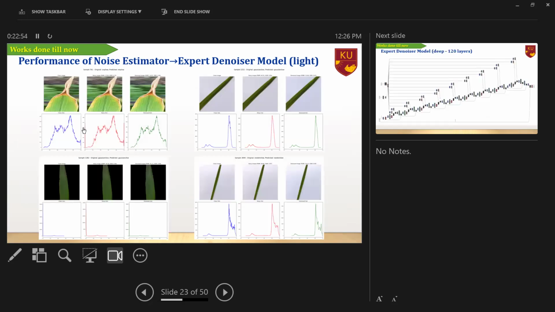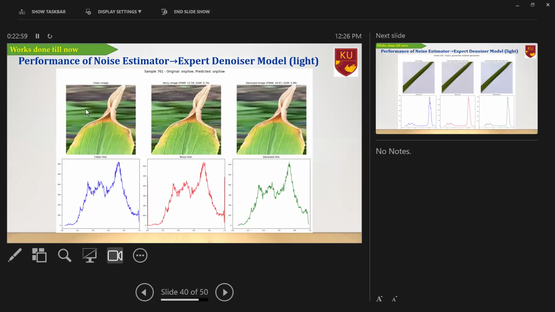So these are the real samples. The first one is the clean image, the second is the noisy image, and the final one is the denoised image with the full model. Here the noisy image is supplied to the noise estimator, which will provide the noise type and noise level, and that output will be treated as input for the expert denoiser model, and this is the output.